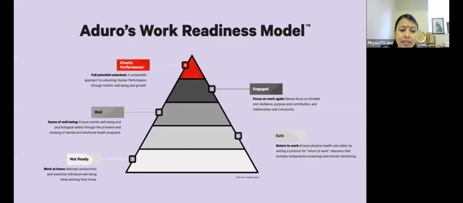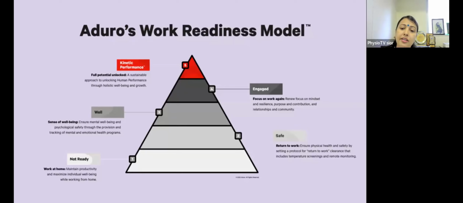So as you can see, the box where it is written 1, at the base of the pyramid on the left hand side, is when the worker is still not ready to go back to work. So to maintain productivity and maximize individual well-being while working from home, the person is advised to work from home in the initial phase.